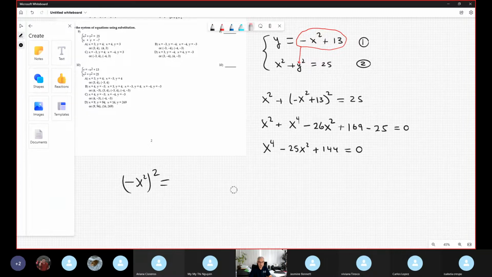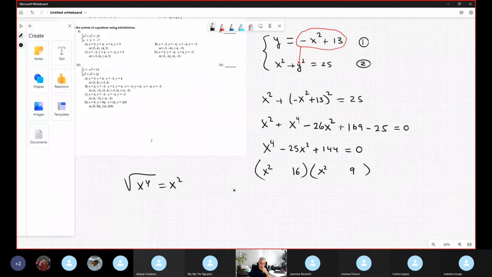The factorization is, look, open two parentheses, x squared. Because the square root of x to the 4th power is x squared, no? And the combination in that case is 16 and 9. Why? Because 16 times 9 is 144, and 16 plus 9 is 25, and everything is negative.